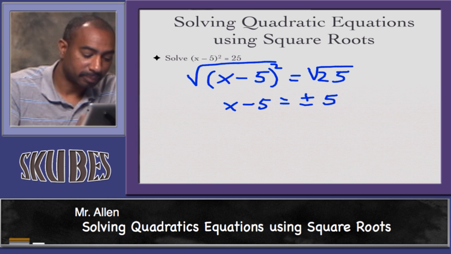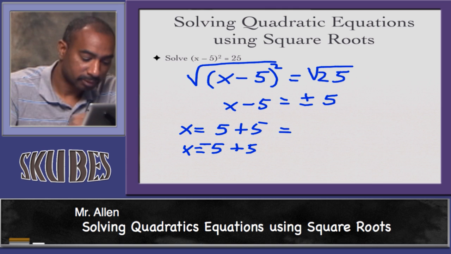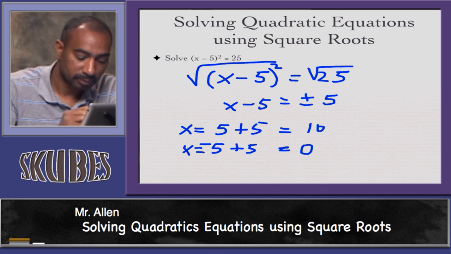And I'm going to add 5 to both sides. So I can get 5 plus 5, or x is negative 5 plus 5. So I can get 10, or I can get 0. So x is 0 or 10.